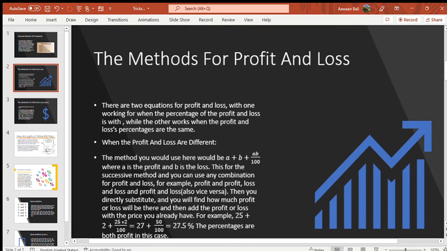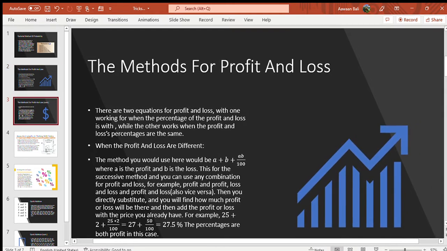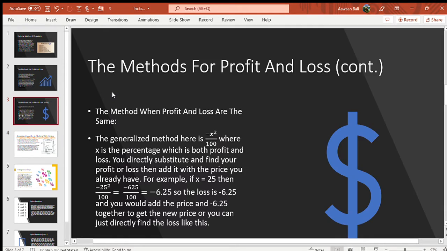And if you want to do profit and loss, B should be negative, and if you want loss and profit, A should be negative. If you want both of them loss, both A and B should be negative. Easy, right?